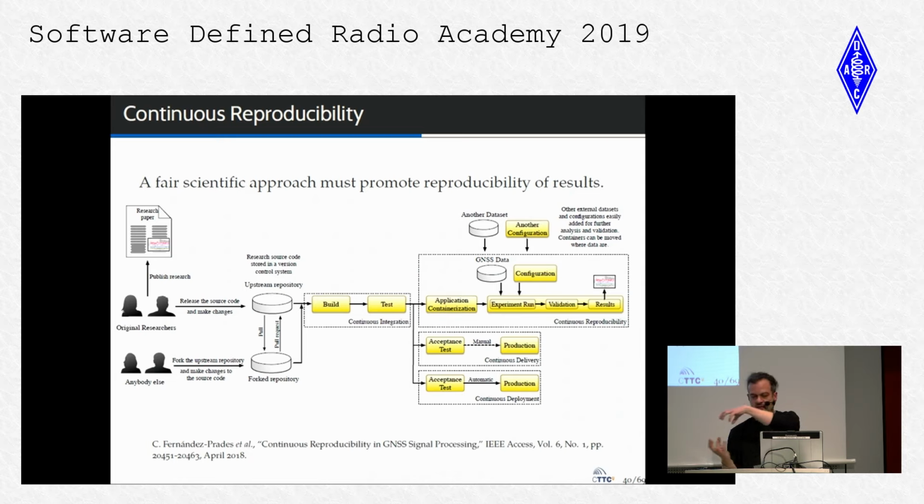So we can move this container everywhere and run different kinds of experiments using one configuration and a GNSS dataset, or maybe the user wants to use another configuration and another dataset, and automatically they can run the experiment, get the validation, get the results, and compare the results with the original paper and see if they fit or not. So this is the automatic system that we have set up in order to let other people, without any kind of effort, just reproduce the experiment and see how it works.